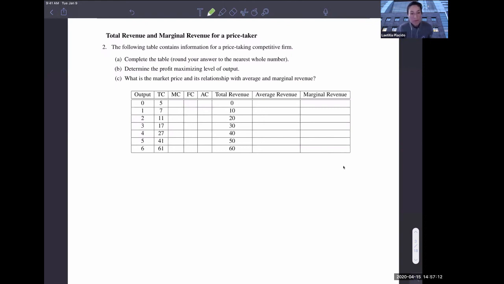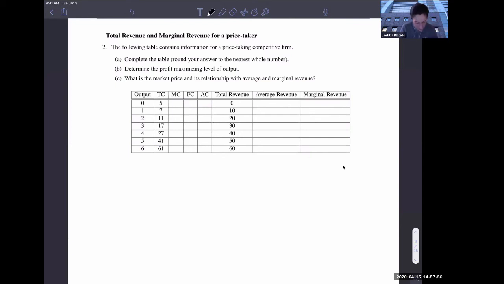So question 2. A, complete the table. B, determine the profit maximizing level of output. And C, what is the market price and its relationship with average and marginal revenue. All right, so we're going to start by completing the part of the table that relates to the costs, because we are familiar with that.